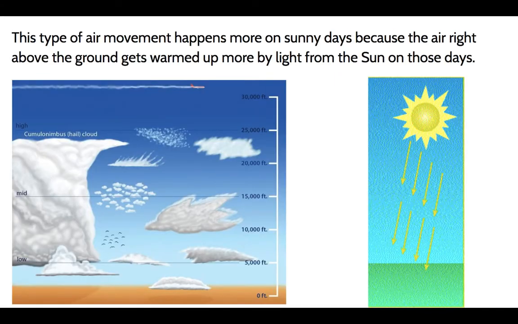This type of air movement happens more on sunny days because the air right above the ground gets warmed up more by light from the sun on those days. Because it got warmed up more, it has to move even higher to transfer its energy out and become the same temperature and density. Once it gets high enough, it's cold enough to form hail.